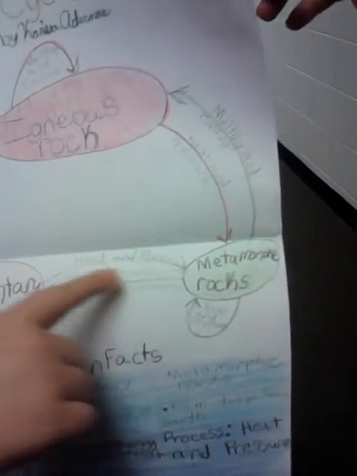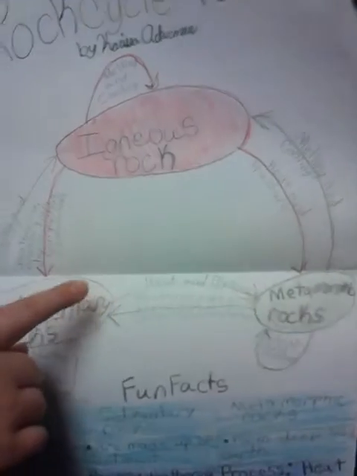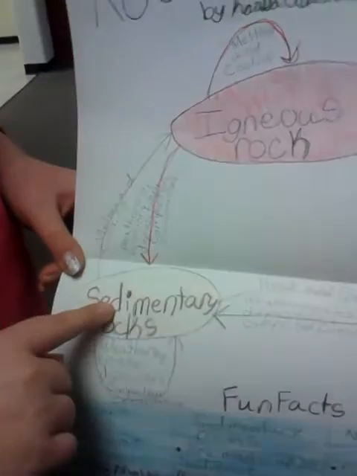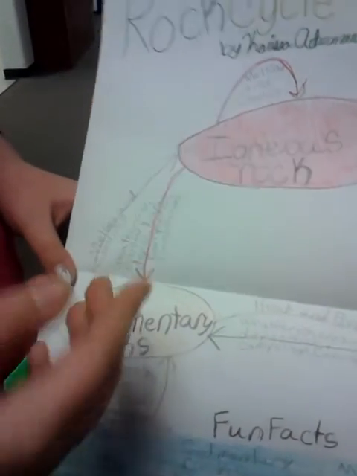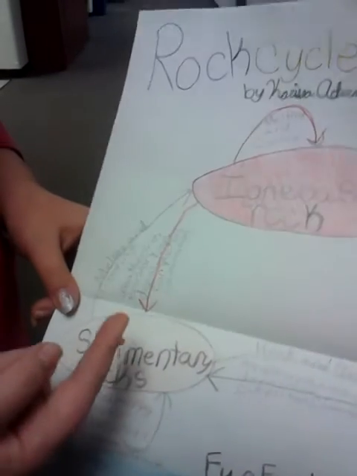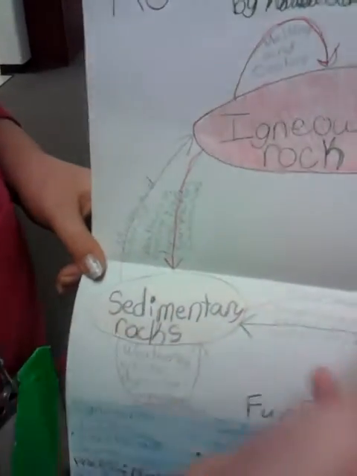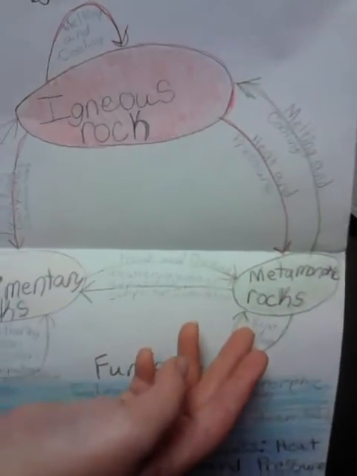Metamorphic rock goes through weathering, erosion, deposition, compaction, and cementation. It becomes sedimentary rock. Now, in sedimentary rock, if it goes through heat and pressure, it becomes another metamorphic rock.